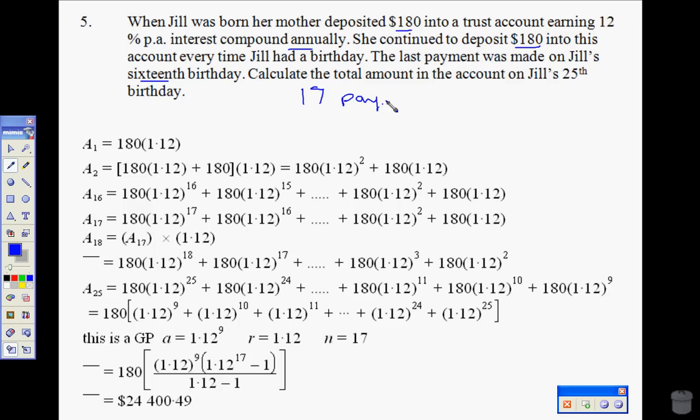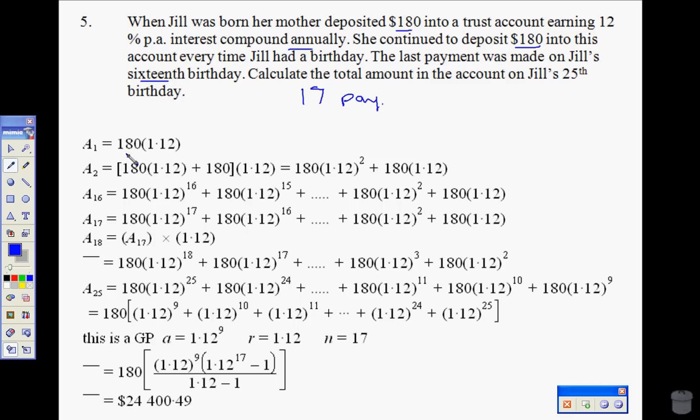Okay, so what we want to do is calculate the total amount in the account on Jill's 25th birthday. There are 17 payments put in, but then it continues to earn interest every year up until her 25th birthday, and we find out what the amount will be there. So we start off our pattern.